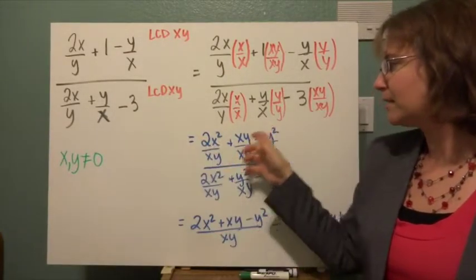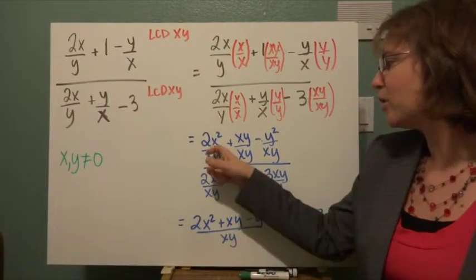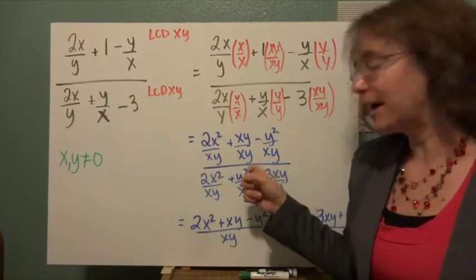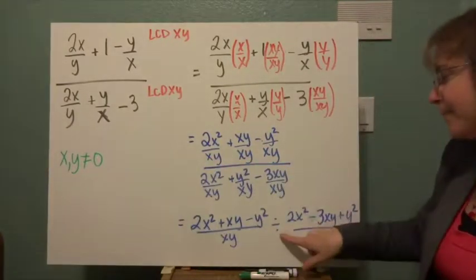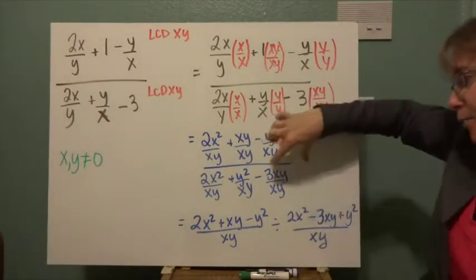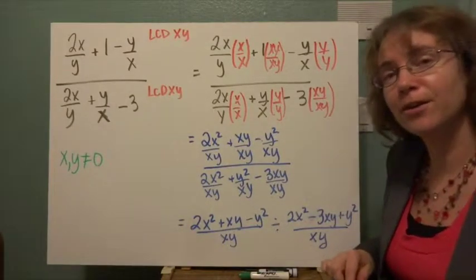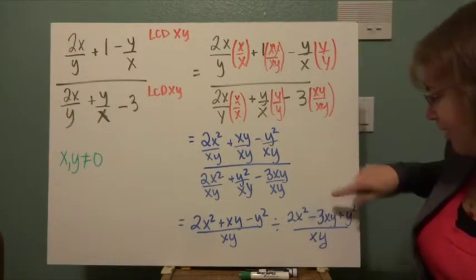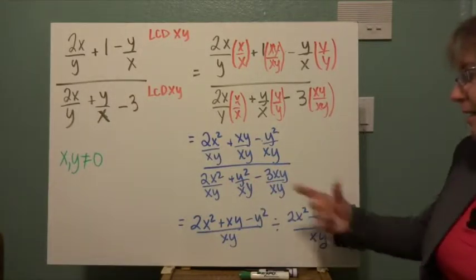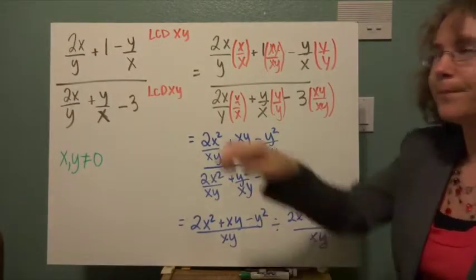So my numerator is going to be 2x squared plus xy minus y squared over xy. And this sign just means divide. So it's divided by 2x squared minus 3xy. I rewrote this so this would be my center term, so it would look like a trinomial that was familiar and that maybe we can factor later, plus y squared. And that's all over xy. So I just rewrote this big, huge fraction as a division problem.